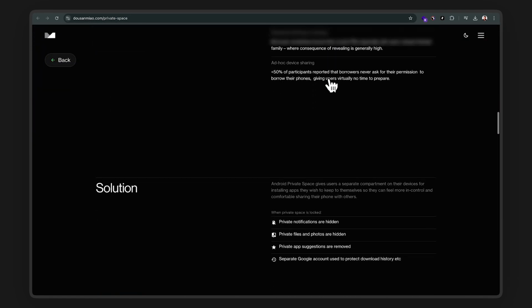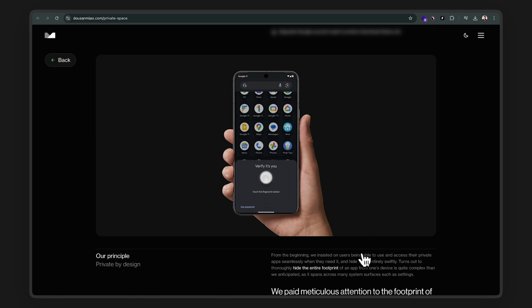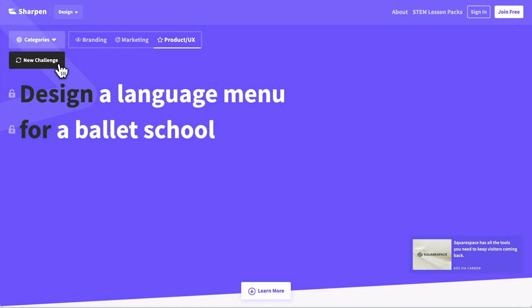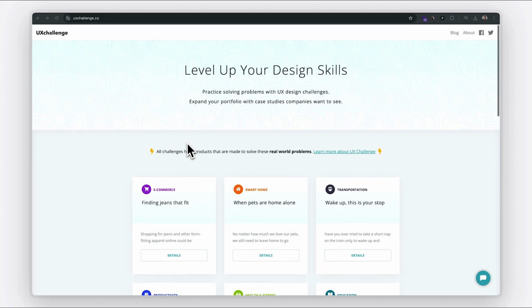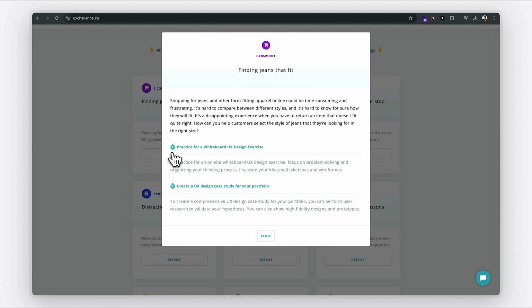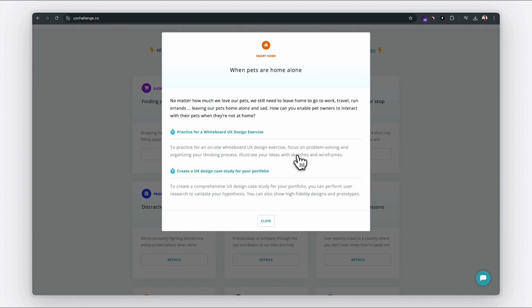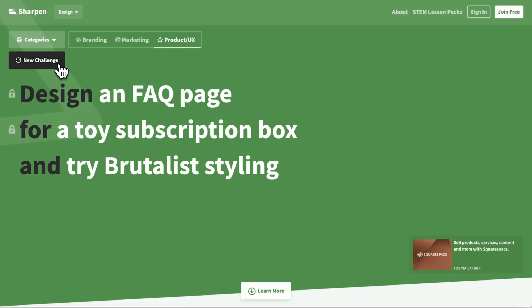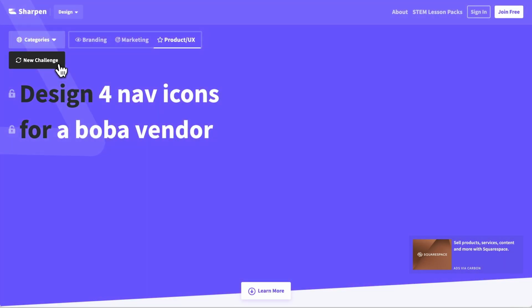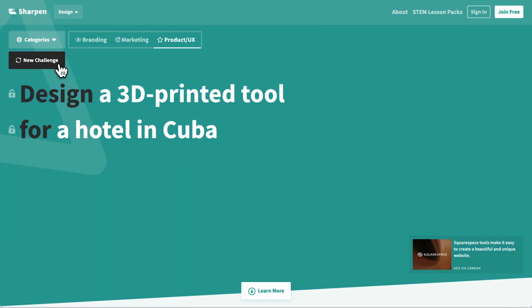But what should you do if you don't have any great client projects to share on your portfolio? Well, you should consider using a case study idea generator like uxchallenge.co that are based on real world problems. You filter through different industries and other categories that could provide some great ideas for concept projects. There's also Sharpen Design, another solid case study idea generator with over 6.9 million product design prompts.